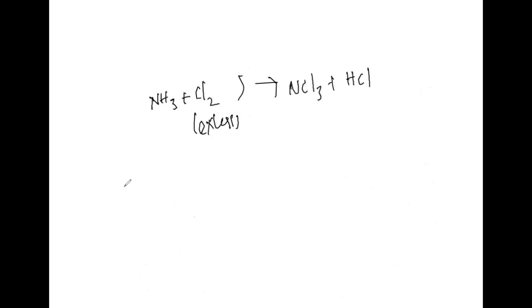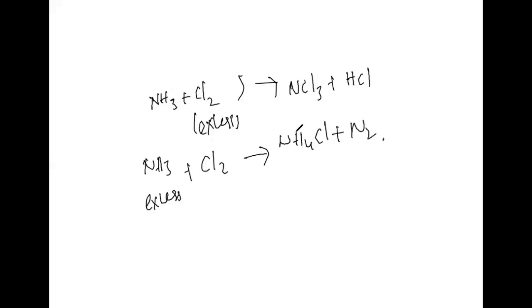Okay. Now, if you take NH3, when it reacts with chlorine and chlorine is in excess, what can you expect? It gives NCl3 plus HCl. When ammonia is in excess, it gives NH4Cl plus N2. Very, very important. Right. Now, if you take CH4 plus Cl2, it gives CH3Cl plus HCl.